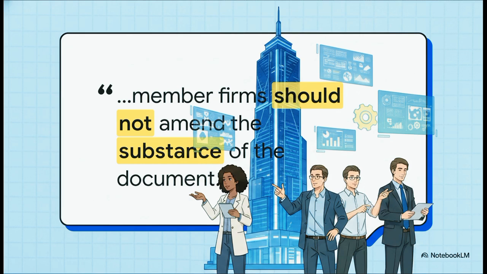This quote from the manual says it all. You absolutely cannot change the core substance. It's kind of like a skyscraper blueprint. You can allow different architects to account for local building codes, for sure, but the fundamental engineering principles that keep the building from falling over, those are untouchable.